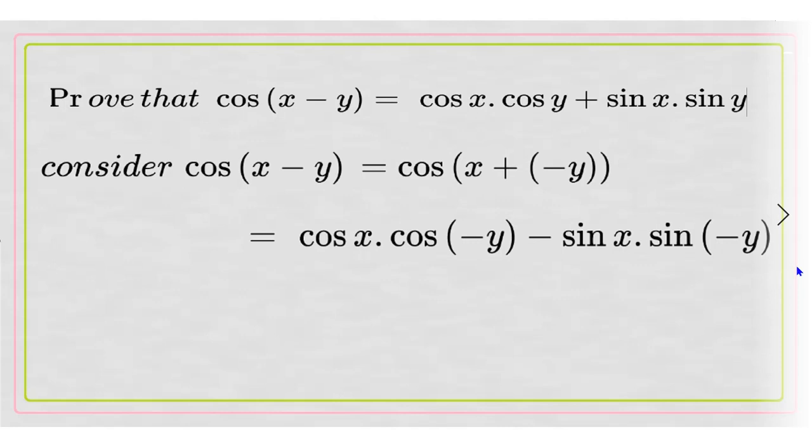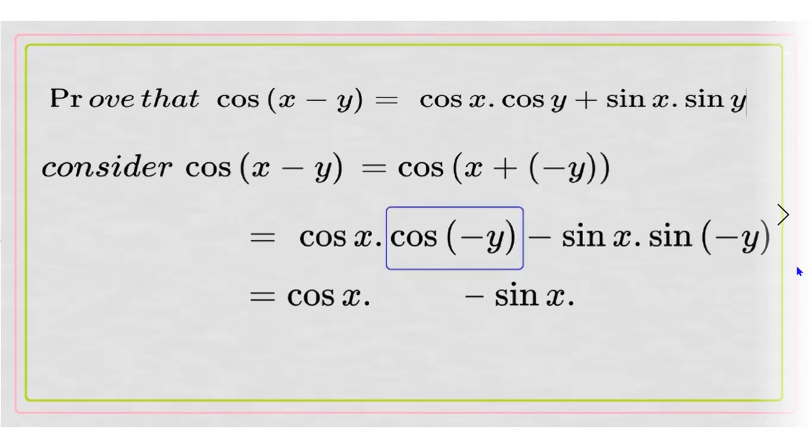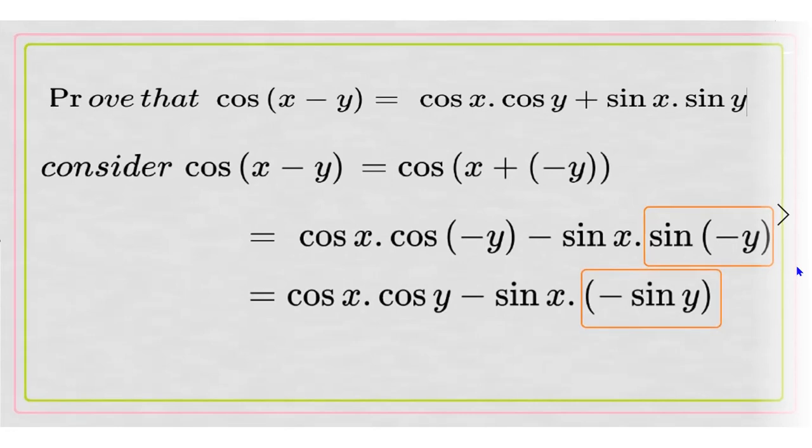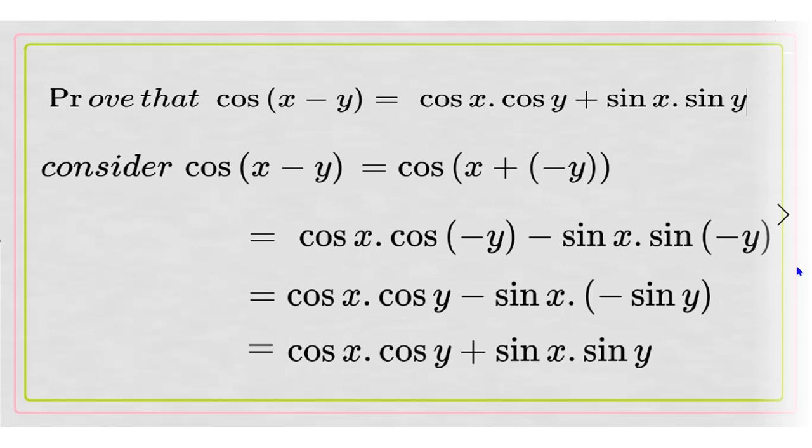and you know the result. I'll just write cos x as it is and sin x as it is. What is cos of minus y? Cos of minus y is cos y, and similarly, what is sin of minus y? Sin of minus y is equal to minus sin y. And if you simplify this, minus minus will become plus, and finally we will have the answer cos x into cos y plus sin x into sin y.